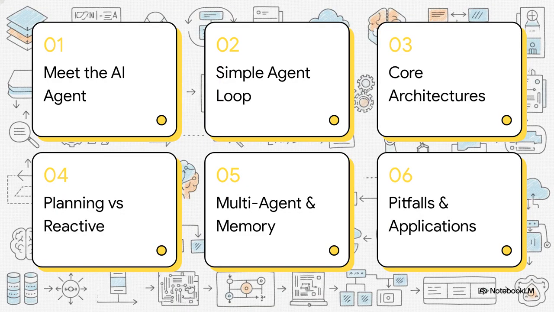So here's our roadmap for today. We'll start by meeting the AI agent, then break down the simple agent loop, and explore the core architectures. After that, we'll compare planning versus reactive models, check out multi-agent systems and memory, and finally, wrap up with some common pitfalls and real-world applications.